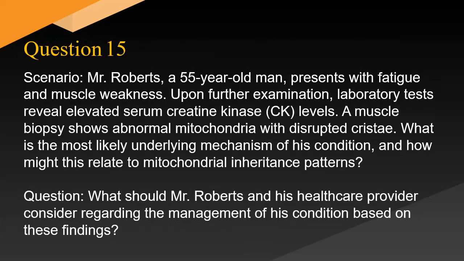Mr. Roberts, a 55-year-old man, presents with fatigue and muscle weakness. Upon further examination, laboratory tests reveal elevated serum creatine kinase (CK) levels. A muscle biopsy shows abnormal mitochondria with disrupted cristae. What is the most likely underlying mechanism of his condition, and how might this relate to mitochondrial inheritance patterns?